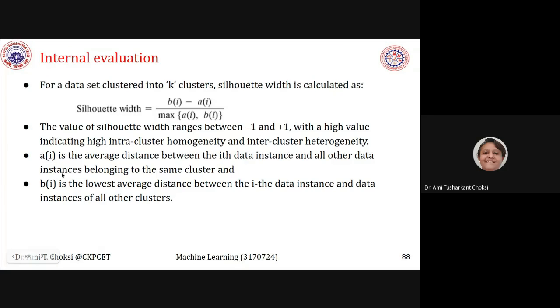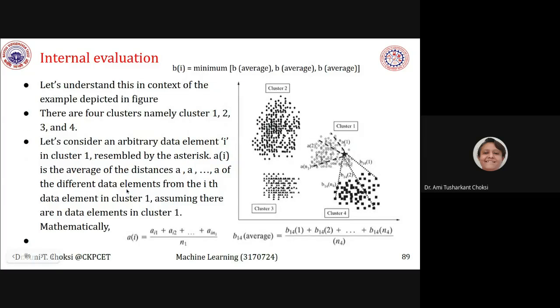a(i) is the average distance between the ith data instance and all other data instances belonging to the same cluster. And b(i) is the lowest average distance between the ith data instance and data instances over all the other clusters, right? So here we can say, here is a figure wherein you can say that this is the cluster 1.